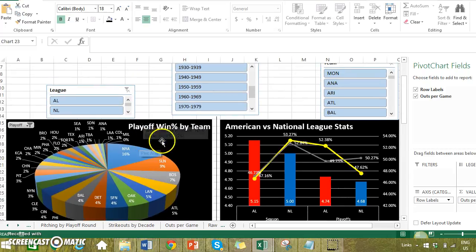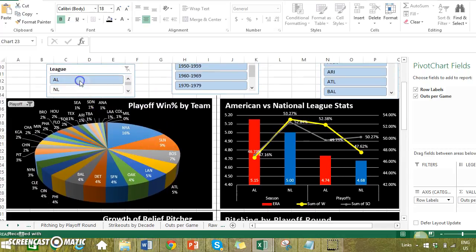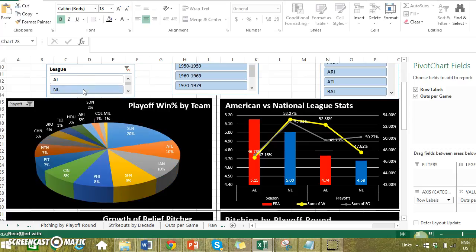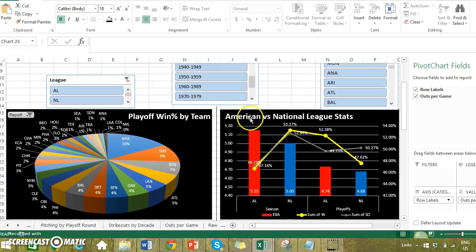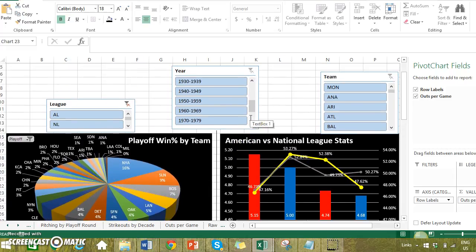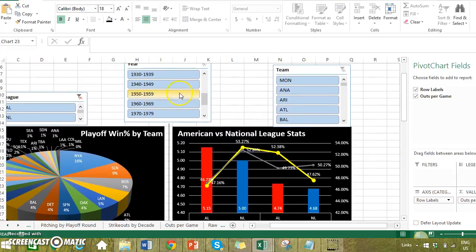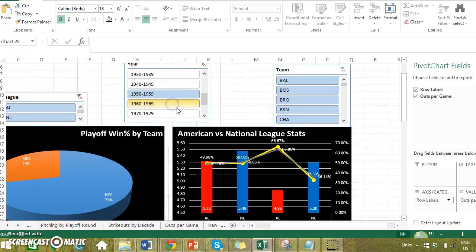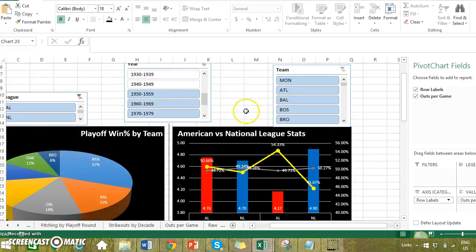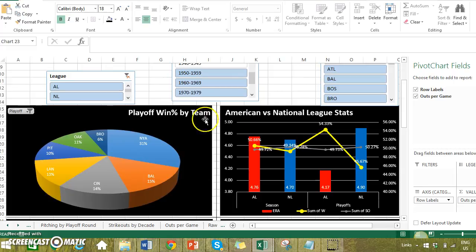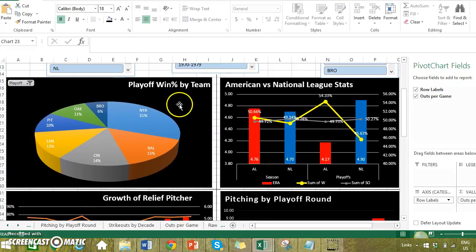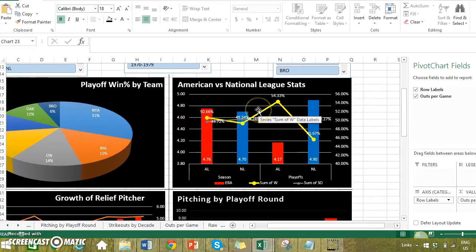First, we have playoff win percentage by team right here, and this one could be filtered by American League or National League, and it's just showing the teams in each league and how they performed in the playoffs, which is backed up by their pitching numbers. In this one over here, American versus National League stats, we're able to filter it by year, as many years as you want, and this also affects this playoff win percentage by team. This first graph, playoff win percentage by team, was a combination of everything else provided on this dashboard, and that's why I've tied the sliders into this graph as well.